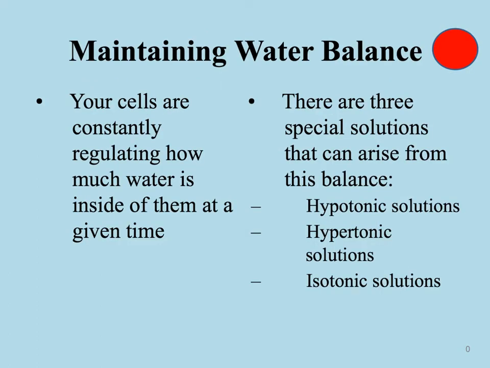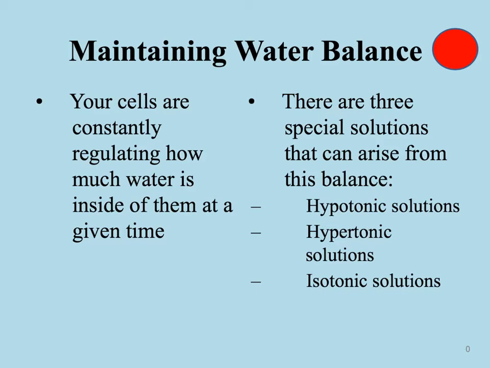Water balance. Maintaining water balance is crucial to the cell, and in our discussion there are some terms that you need to know. One is hypotonic, the other is hypertonic, and then the last one is isotonic. Hypotonic, this guy right here, means that one solution's concentration is lower than another when you're comparing the two. So if you have a 10% salt solution, it is going to be a hypotonic solution compared to a solution that has a 20% salt concentration.